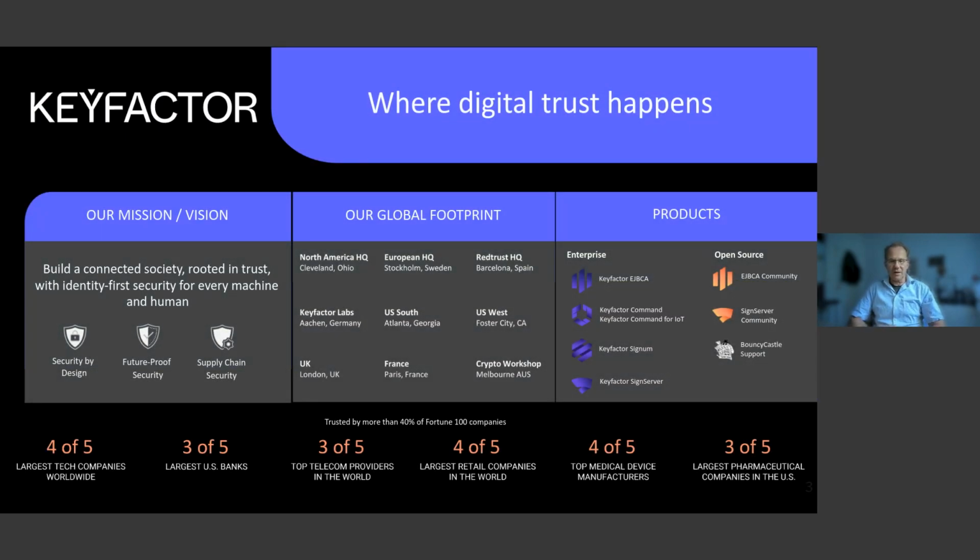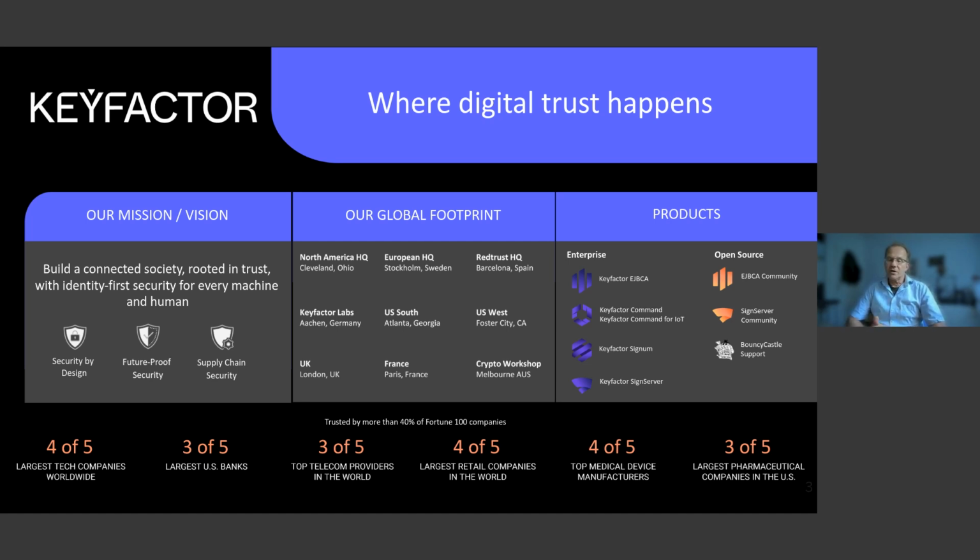Some words about Keyfactor before we start. At Keyfactor, our mission is to build a connected society rooted in trust with identity-first security for every machine and every human itself. We have a broad portfolio underpinned by our open source solutions, EJBCA, the community version, and SignServer community version. Plus, we are supporting the Bouncy Castle Java crypto library itself.